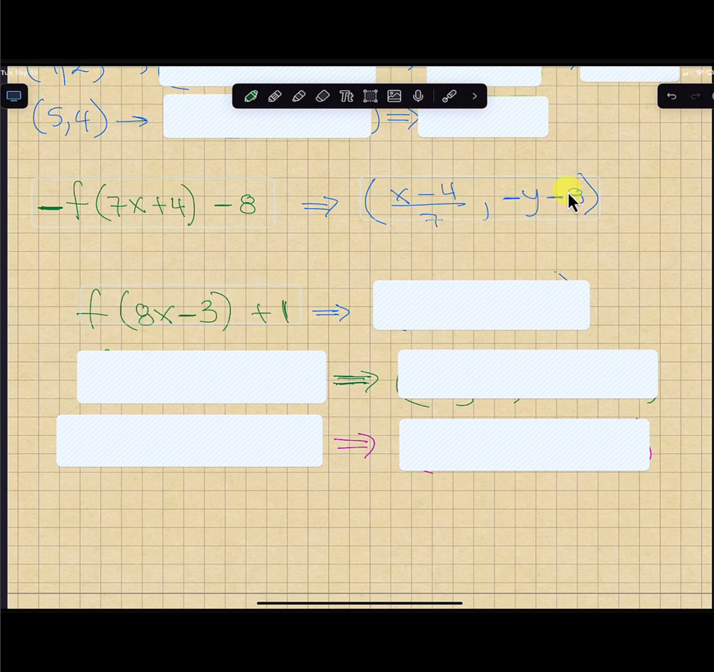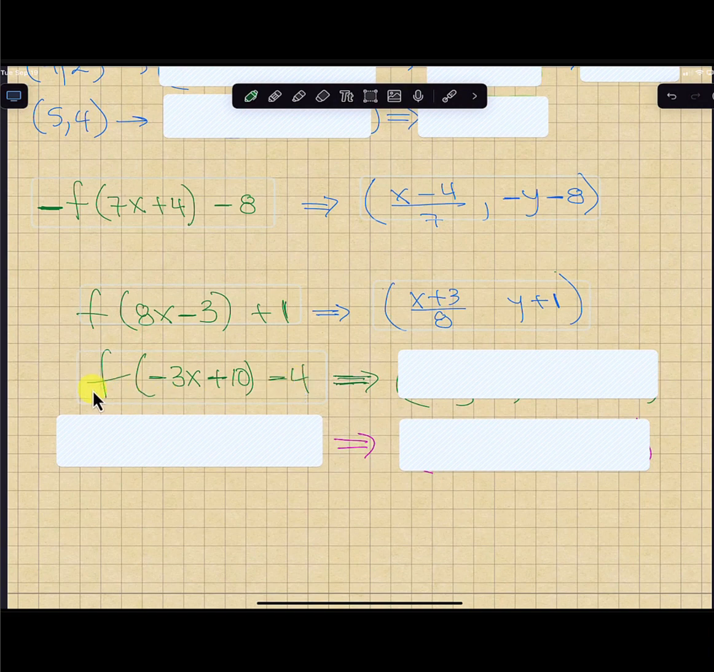Let's do a few more. Let's say you've got f of 8x minus 3 plus 1. You'll take this 8, move it to the denominator of the fraction, and then x minus 3 becomes x plus 3 on the top. And then for the y, notice that there is no negative in front of the f, so y would remain as it is, and then add the plus 1 on the end, so that's y plus 1.